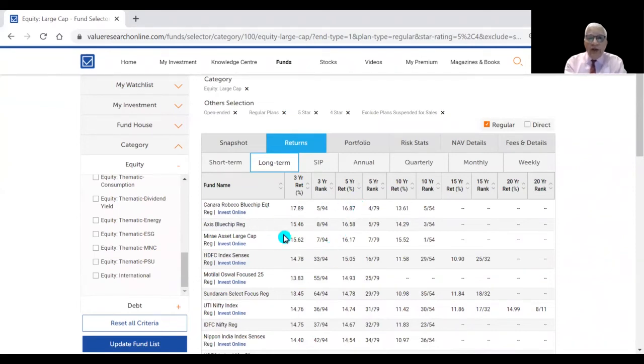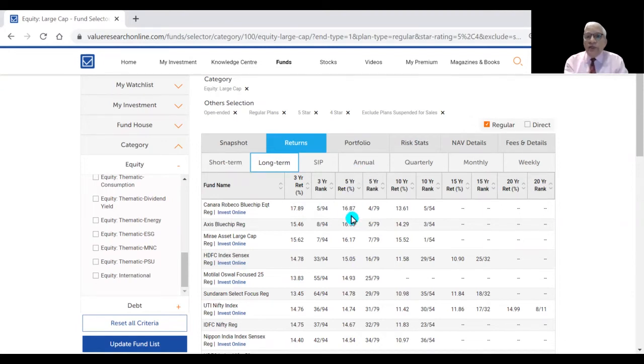So these are your funds. See, the same category, the same funds which had 5-star are appearing over here. Canara Robeco, Axis Blue Chip, Mirae Asset, HDFC Sensex. Motilal Oswal was not there in the 5-star category, but it has propped up here in terms of returns. So these are 5-star and 4-star rated funds organized in the decreasing order of 5-star returns.